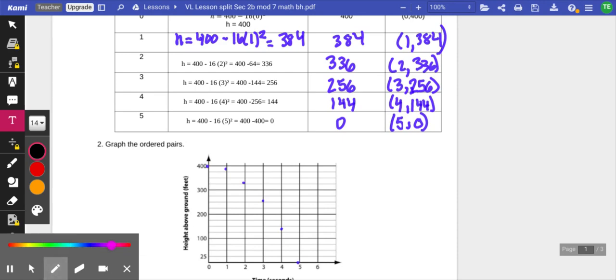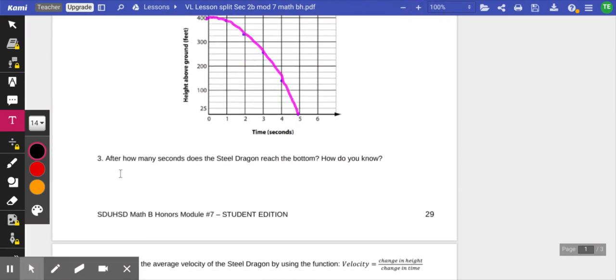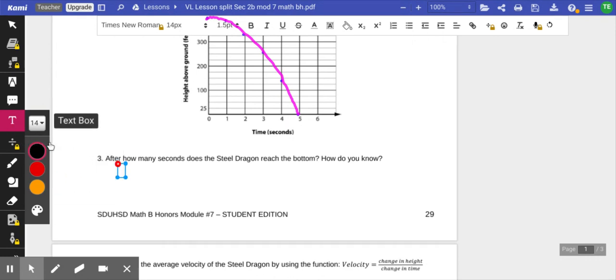I like to pick another color so that my blue ones don't go all the way, and I see that I am going kind of in half of an upside down U, half of an upside down parabola. Okay, after how many seconds does the Steel Dragon reach the bottom? Well, it's hitting 0 height at 5 seconds. So I would say at 5 seconds, it reaches the ground. At 5 seconds, the height is 0 feet.